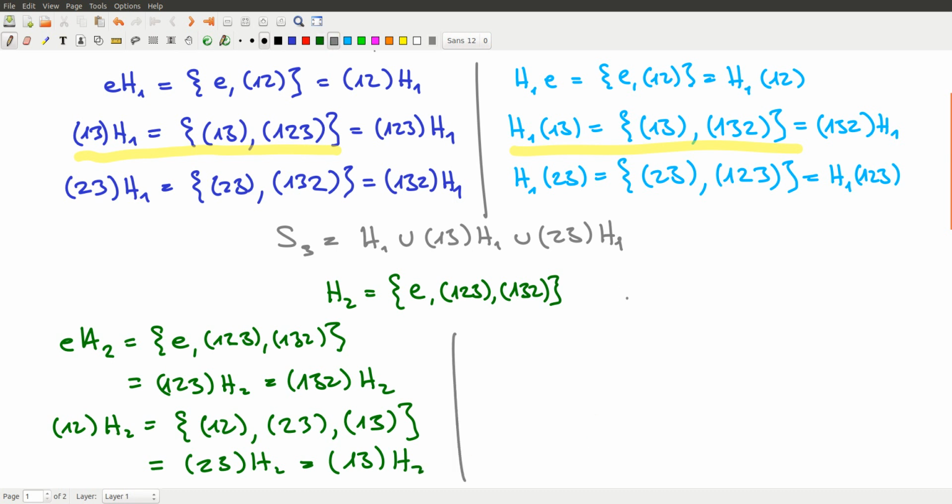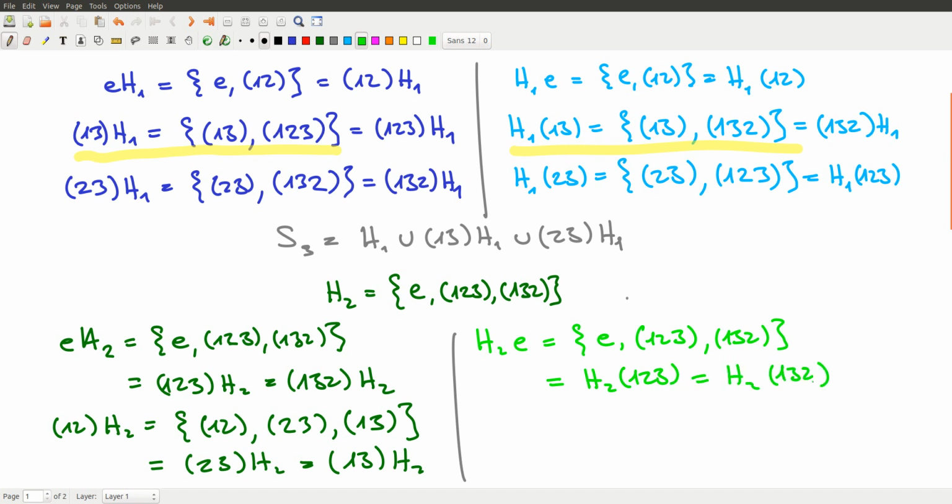On to right cosets. What about H2 times E? Well, that's of course H2 again. Elements E, (1 2 3), and (1 3 2). And that's automatically identical to H2 times (1 2 3), and to H2 times (1 3 2).